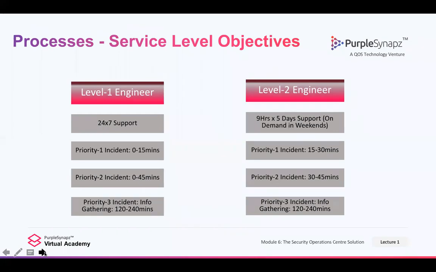So moving on to the processes, the second part, we all know that the service level objectives are defined like a level 1 engineer or the front phase engineer. He will do a 24/7 operation. He will handle priority 1 tickets within 15 minutes, priority 2 tickets within 30 to 45 minutes. So in a similar way, we define some process for my engineers.